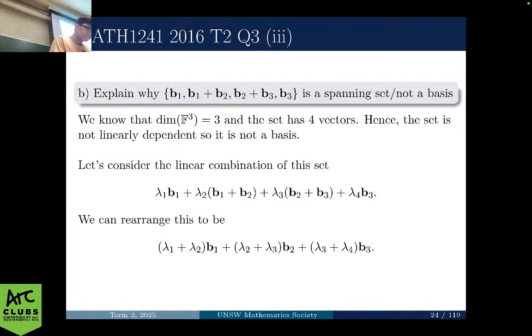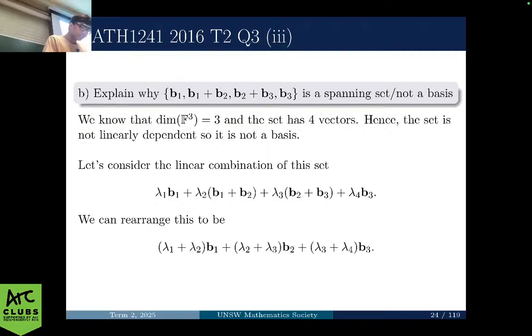And so, part B. Explain why this is a spanning set but not a basis. So firstly, the dimension of F3 is 3. The set has 4 vectors. So the set is linearly dependent, so it's not a basis. Hopefully that makes sense.